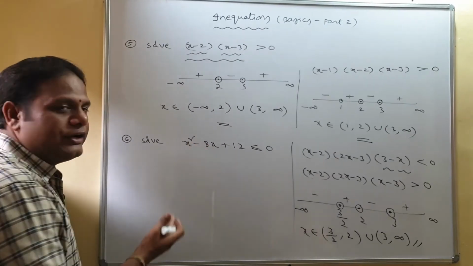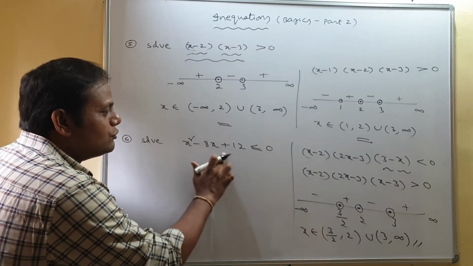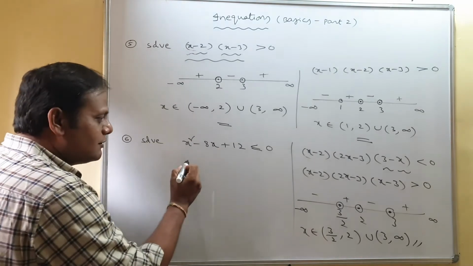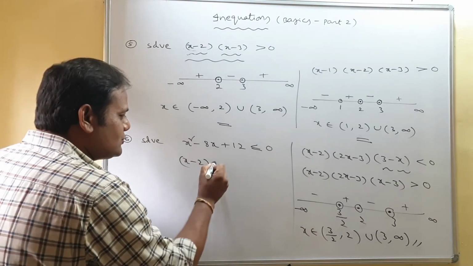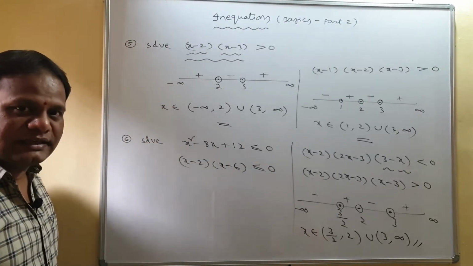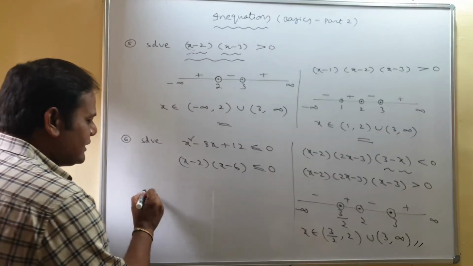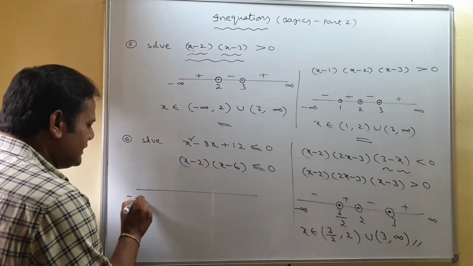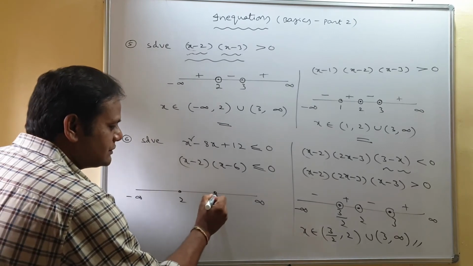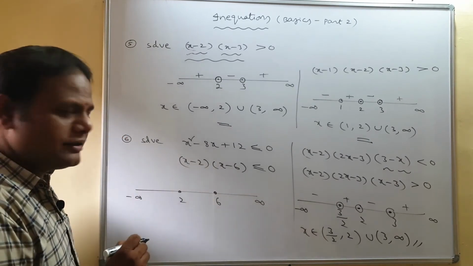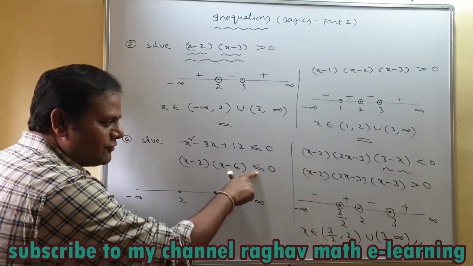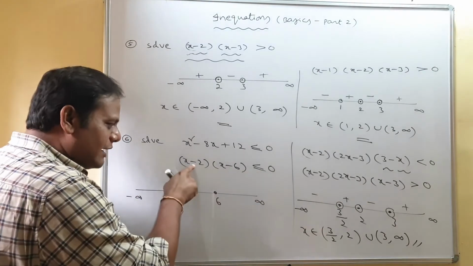Coming to this, what do we do here? First you have to do the factorization. You know how to do factorization? You can write it as x minus 2 into x minus 6 less than or equal to 0. Now you take the real line, minus infinity, infinity, x values 2 and 6. Can we take x equal to 2? Yes. Why? Because we have equal to 0. So I can take x equal to 2.